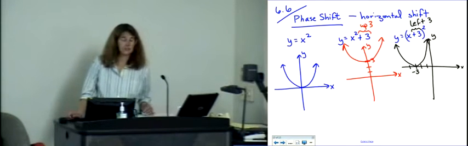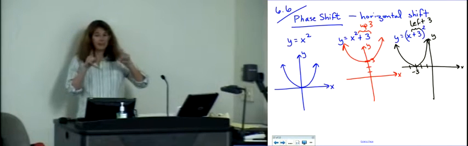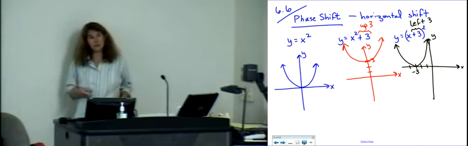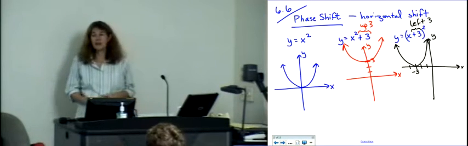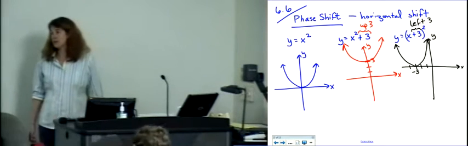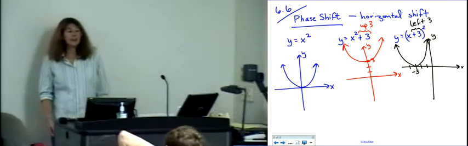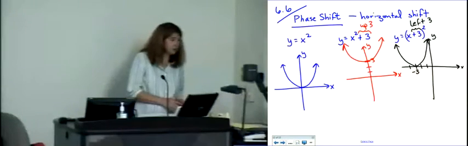We're going to look at the phase shifts. They're usually noted. Notice that the plus 3 was inside those parentheses, and that's how we recognize those horizontal shifts. They are written within the function, so that is within the part that's getting squared, the x squared being the original function here. If we put something in with it that's also getting squared, then we're doing a horizontal shift.